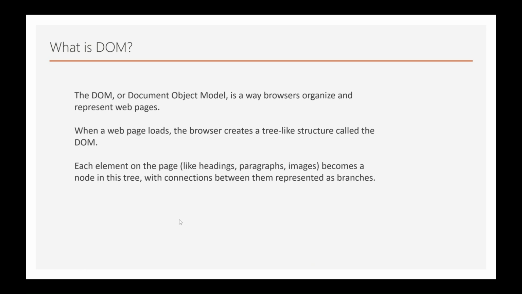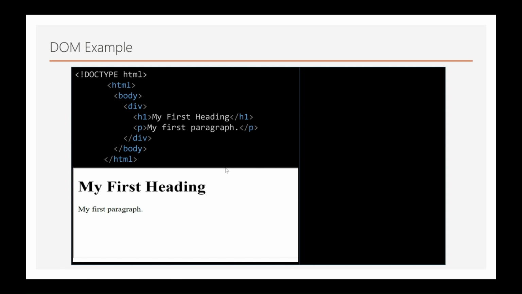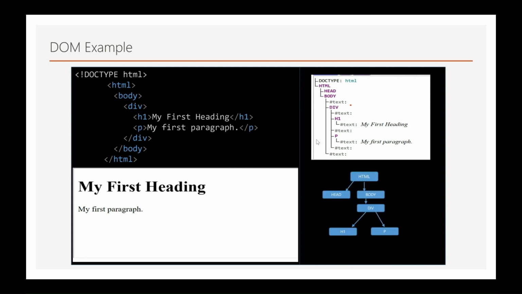The DOM, or Document Object Model, is a way browsers organize and represent web pages. When a web page loads, the browser creates a tree-like structure called the DOM tree. Each element on the page, like headings, paragraphs, images, becomes a node in this tree, with connections between them represented as branches. Let me explain with an example. Consider this simple HTML template, which displays a heading and a paragraph on a web page. The web page for this template looks like this. The DOM of this HTML template looks like this.